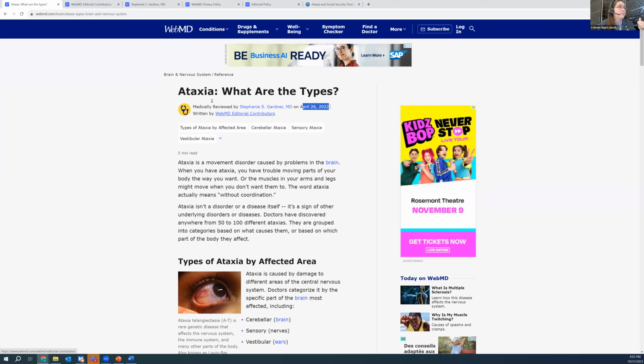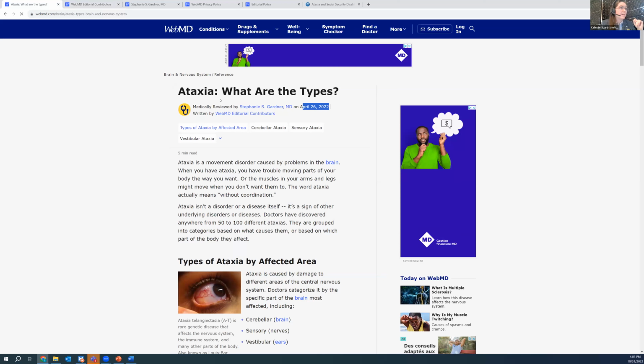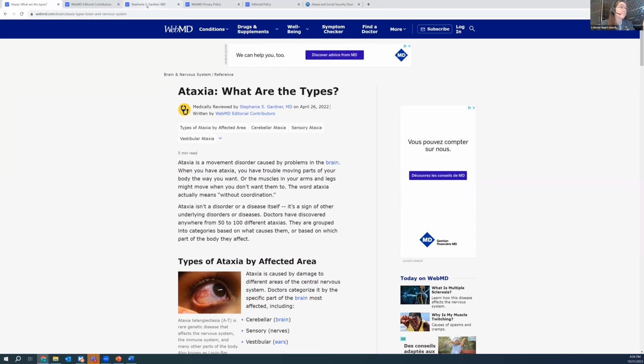We're off to a good start. But then if we look at who it was written by, it was WebMD editorial contributors. Okay, so this is a collective writing. It doesn't specifically say who it is, but we could go through the WebMD About Us page to see what kinds of staff writers they have and what their expertise is. For now, due to our time limits, we're not going to go through that. But if we go back to this main article, we see that it was medically reviewed by an MD, fantastic, a medical doctor. That's a great place to start. We can click through to see who she is.